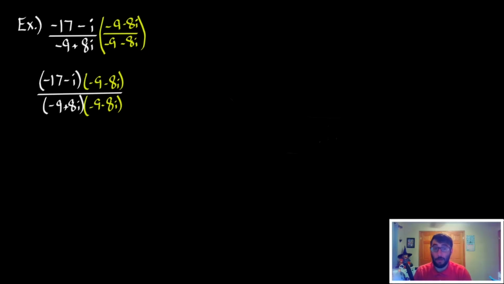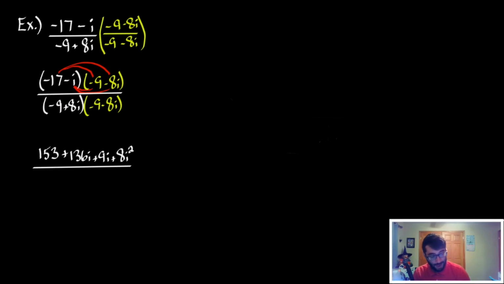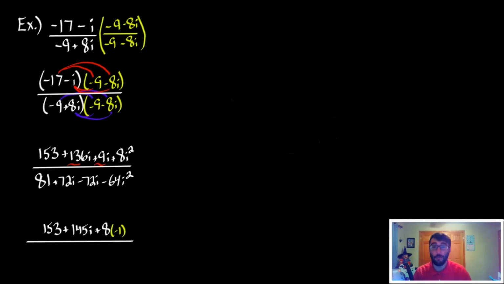And like I said, remember, division problems actually turn into multiplication problems with complex numbers. So we're going to go ahead and multiply out that numerator to get 153 plus 136i plus 9i plus 8i squared. And we're also going to multiply out the denominator to get 81 plus 72i minus 72i minus 64i squared. And now we're going to go ahead and combine like terms and substitute in negative 1 for i squared. So that's going to end up looking like this.